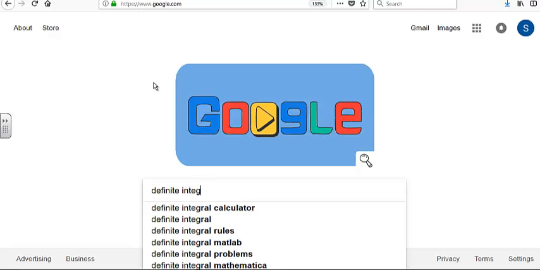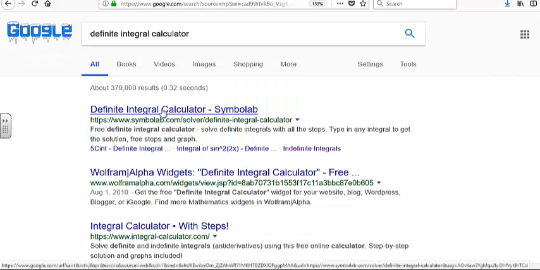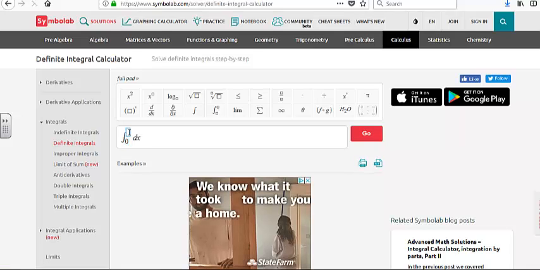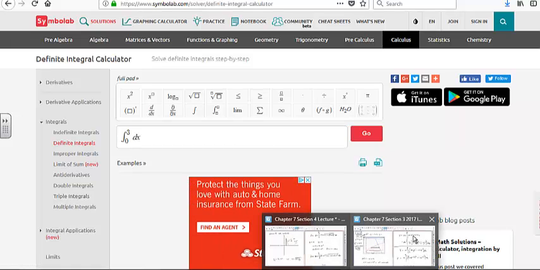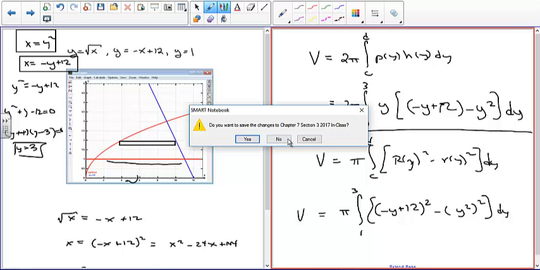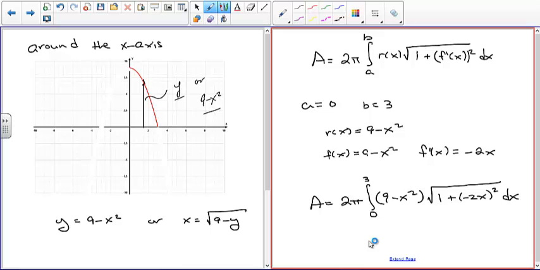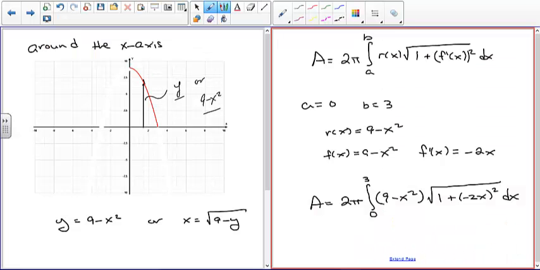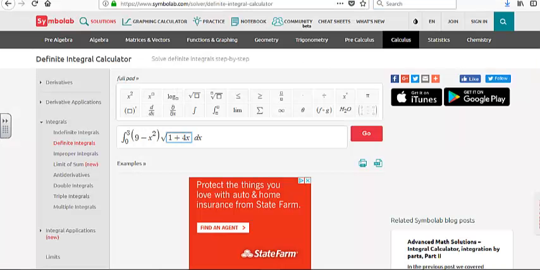Definite integral calculator. Okay, looks good. So I'm going to integrate from 0 to 3, and the function is 9 minus x squared times the square root of 1 plus, and I'm going ahead and square this out, so it'll be 4x squared. If you square the thing out, it just makes it easier. So the integral from 0 to 3 of 9 minus x squared times the square root of 1 plus 4x squared. Go.